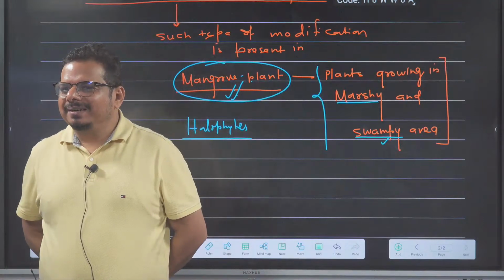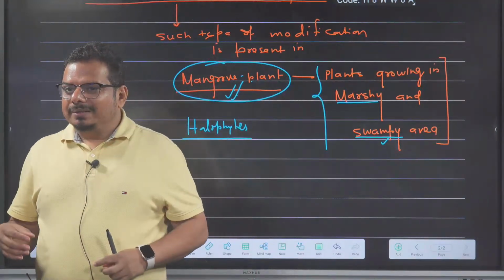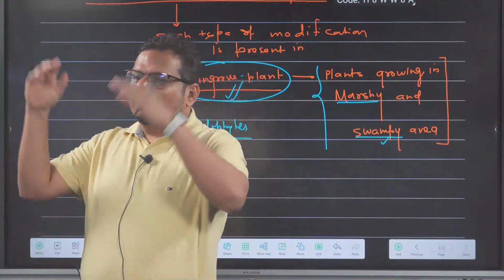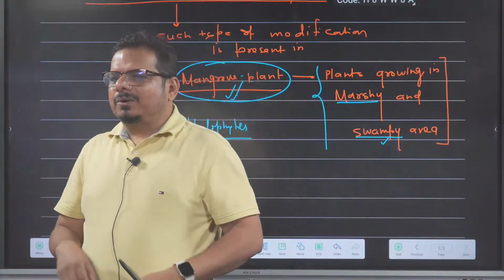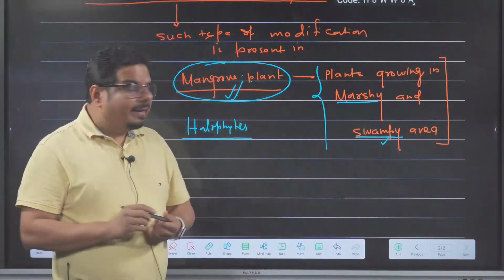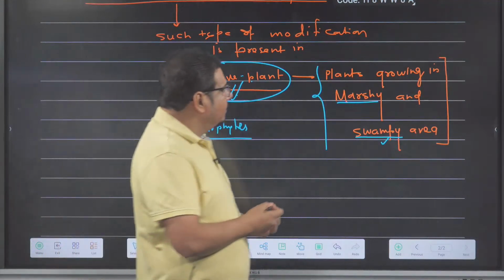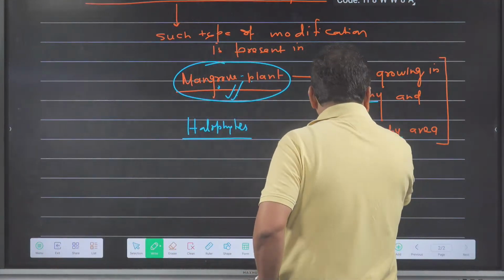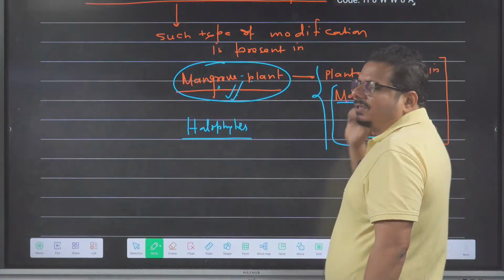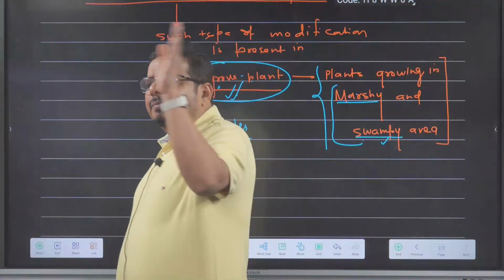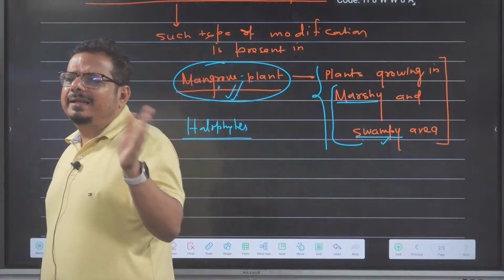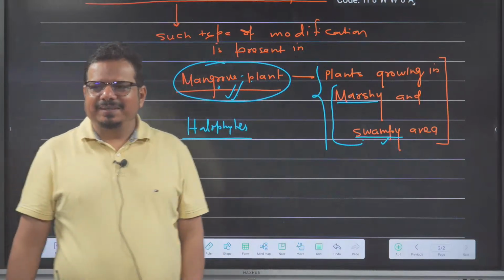Are you getting the idea? And for energy, what is required? Burning of food is required. For burning of food, what is required? Oxygen is required. So they need excessive oxygen first. And the problem is that in marshy and swampy areas there is a scarcity of oxygen. So they need more oxygen and they are present in an area where there is a scarcity of oxygen.